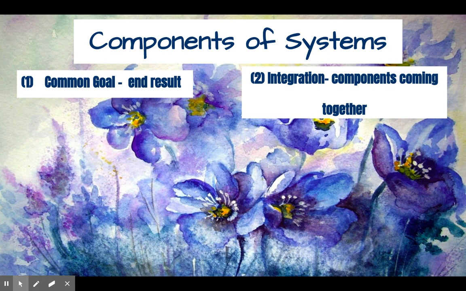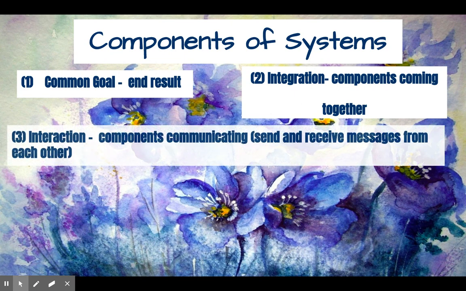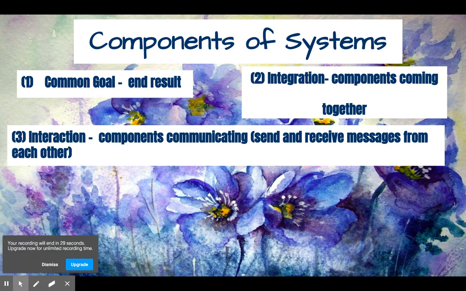Okay? The third component of a system, we're still using the same example with the train system. So interaction is the third component. There are components communicating. So they send and receive messages from each other. Remember, those involve traffic lights and they involve the schedule.